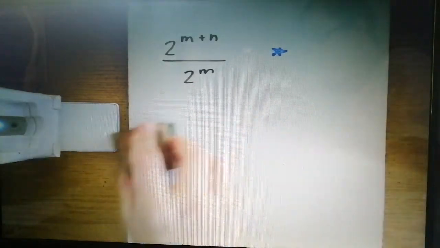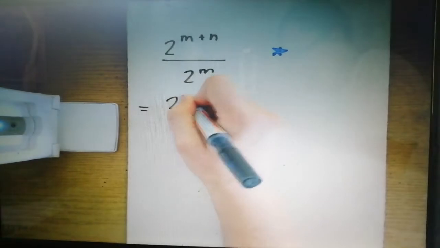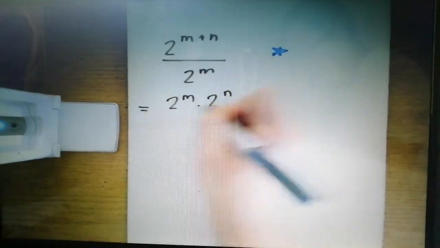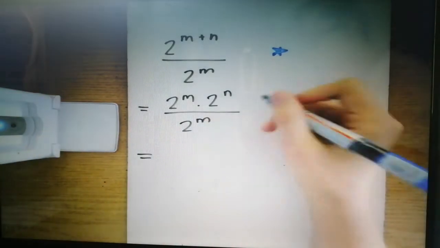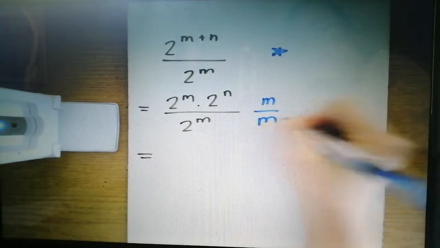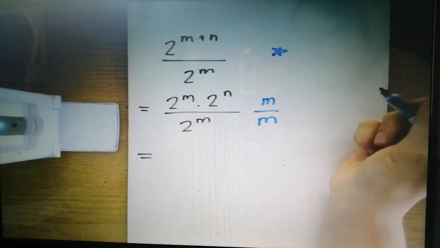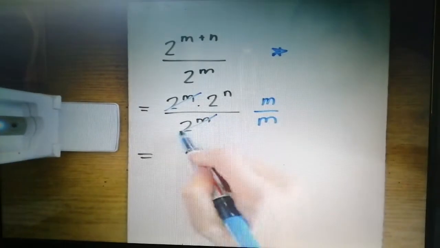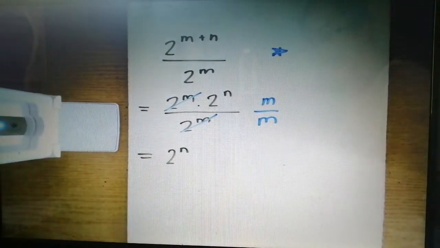So I'm going to rewrite this as 2 to the power of m times 2 to the power of n, all over 2 to the power of m. And what do you see? Monomial over a monomial. What am I allowed to do when I have monomials over monomials? I'm allowed to cancel off things that look exactly the same. Those two things look exactly the same. My answer is 2 to the power of n.